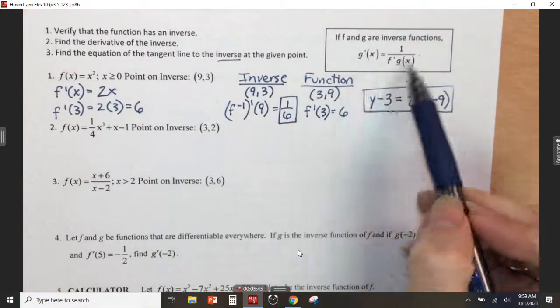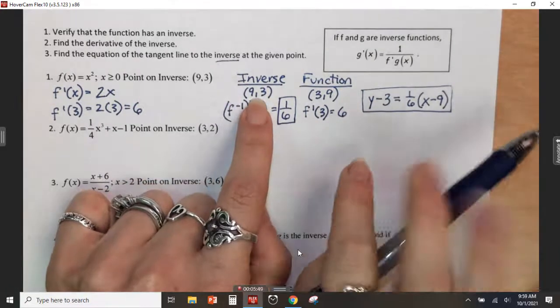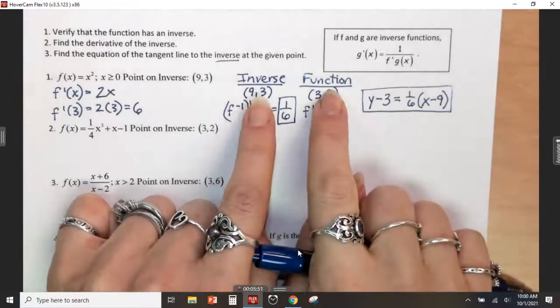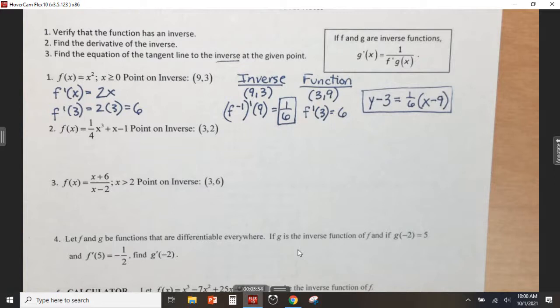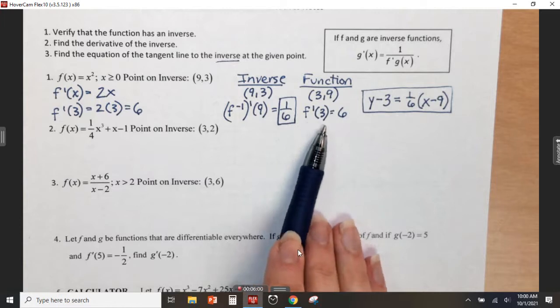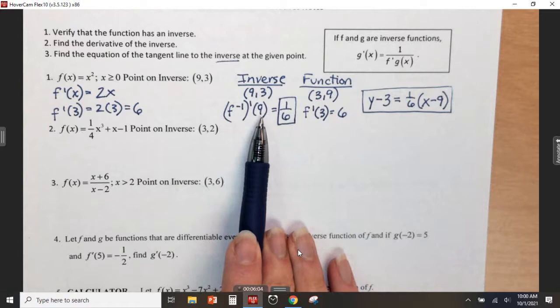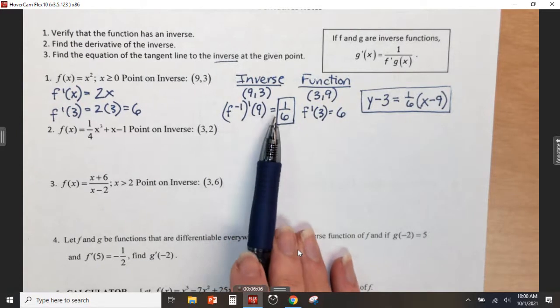Because of this rule, all right, we have an inverse point and we have a function point. They are switched, x and y from each other. If you find the derivative of the original function, then when you flip the x and the y, the derivative of the inverse function will be the reciprocal.